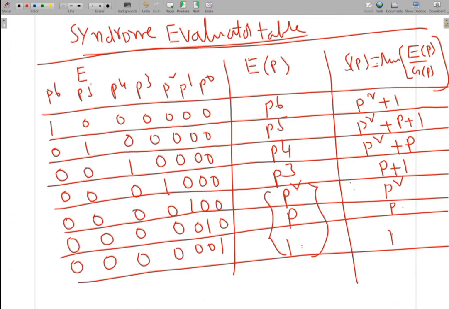In all these 3 cases, E of P is equal to S of P.